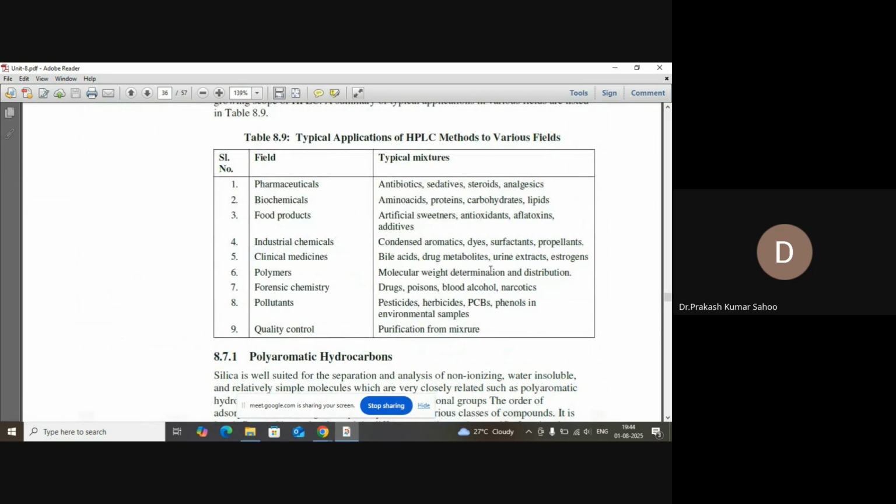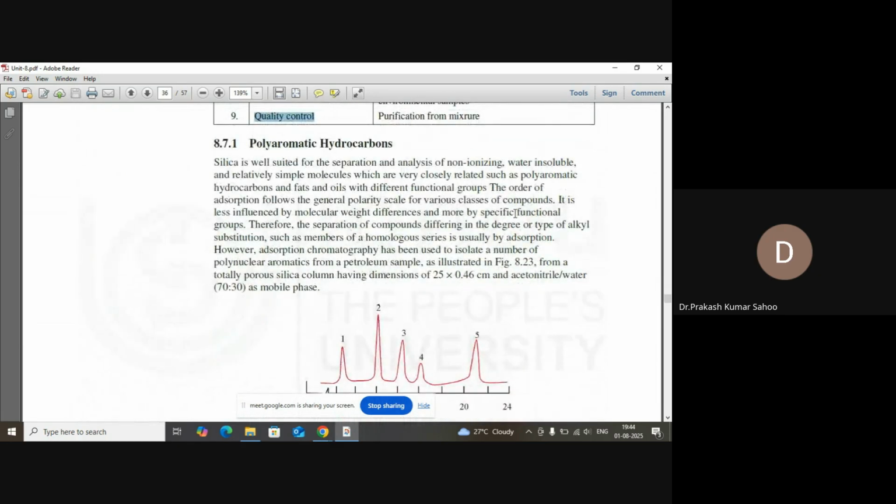Then we have the type of application in pharmaceutical, the mixture like antibiotics, sedatives, steroids, analgesics can be analyzed through this HPLC. Biochemical, we have amino acids, protein, carbohydrates, lipids can be analyzed. Food product, industrial chemical, chemical, polymer, forensic, pollutant, quality control. So in all these fields, HPLC is widely used.